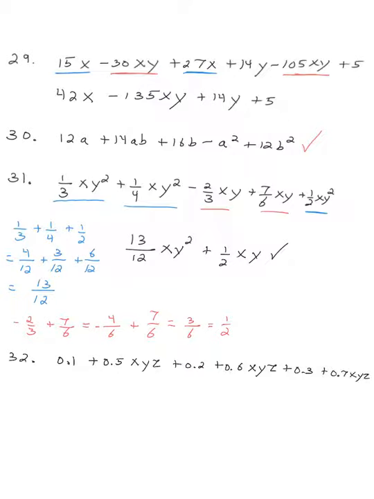I think it's very clear what the like terms are. We have numbers, and then we have xyz's. Again, it doesn't matter how complicated the variables are. They have to be exactly the same. So for the numbers, we are simply adding 0.1, 0.2, and 0.3. That is 0.6. For the xyz's, we have 0.5, 0.6, and 0.7. So let's see what we have here. That is 11 and 7. That's 1.8. And that is it for combining like terms.